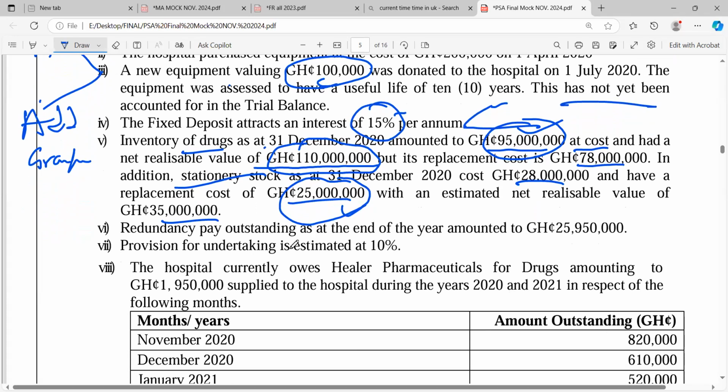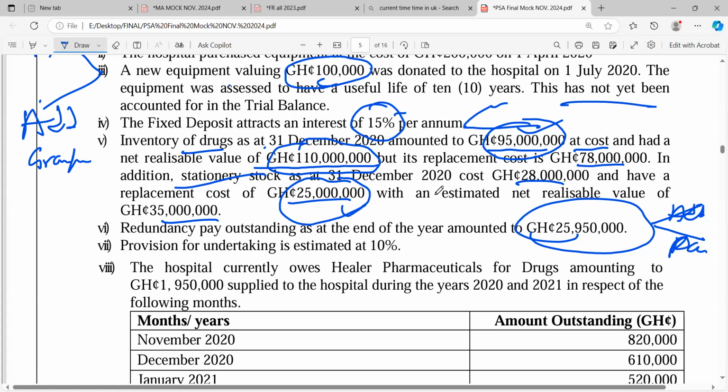Redundancy pay outstanding as at the year end is 25 million. Redundancy pay, two entries, since it is outstanding. One, you add it to redundancy pay under compensation. Two, add it to payable. Please, any expenses they are owing, add it to payable. Any revenue that they've earned but not received, add it to receivable. Don't go and show them on their own on the balance sheet. We don't do that. Anything they are owing goes to payable. Anything they are yet to receive goes to receivable.